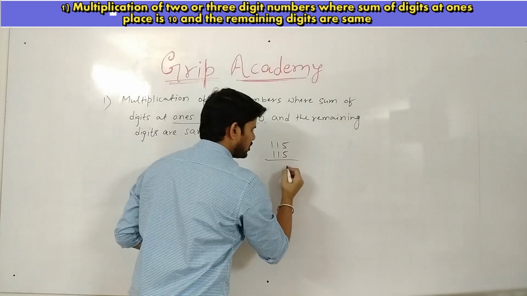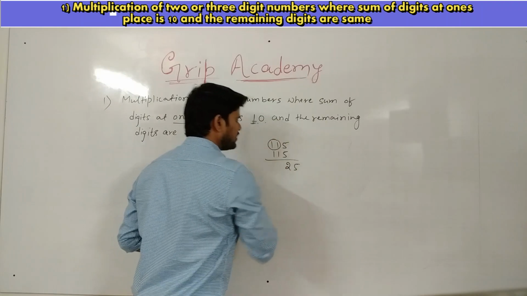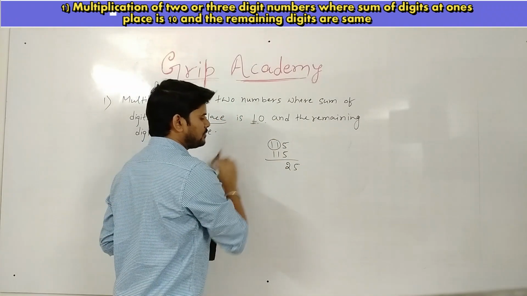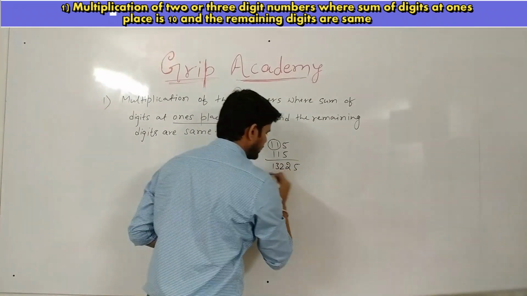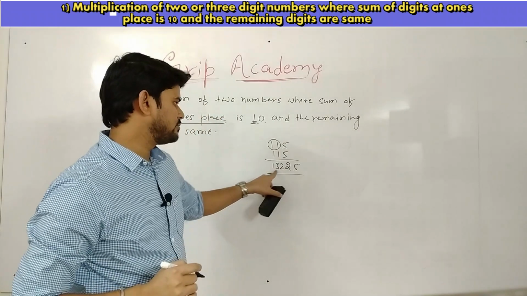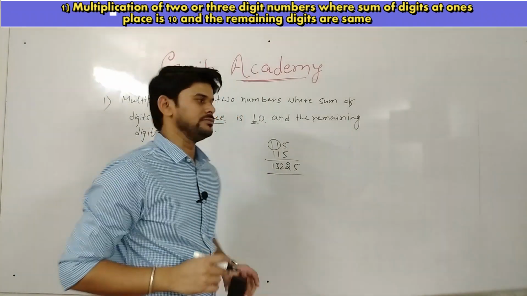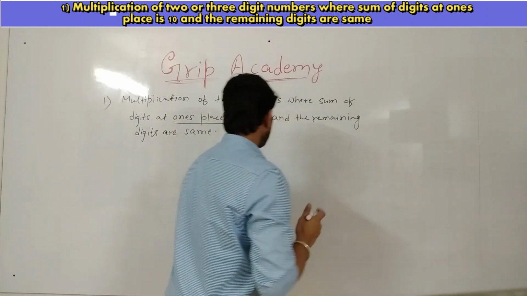115. So 5 into 5 is how much? 25. 1, remaining digit is 11. 11 will become 12. 12 into 11 is how much? 132. So 115 square is how much? 13225.